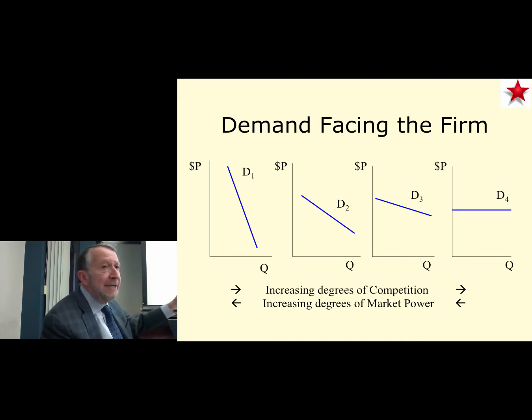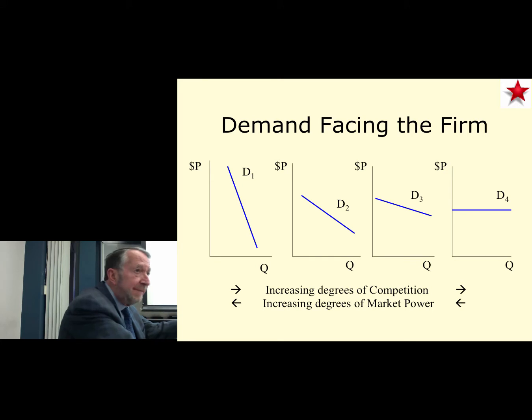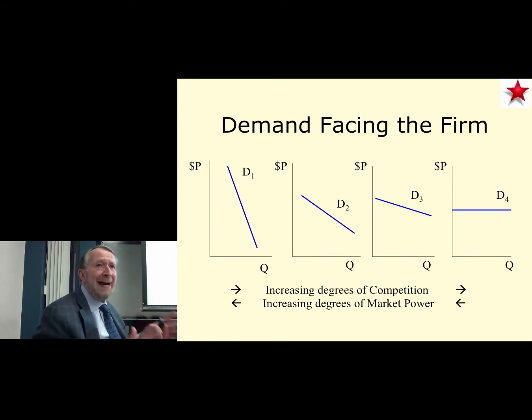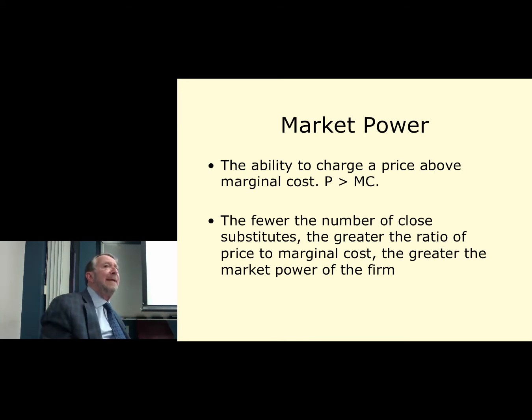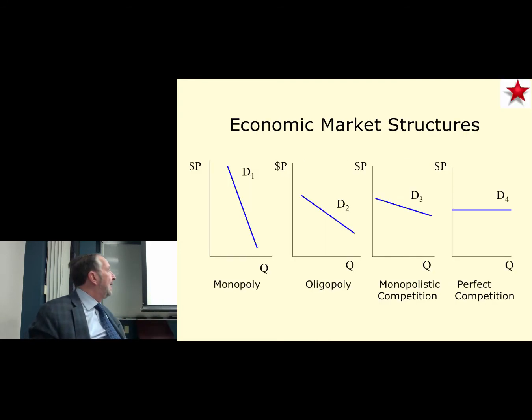As you move to the right, you're analyzing more and more degrees of competition facing the firm. As you move to the left, you're looking at what is called more and more degrees of market power, greater market power. And the term market power means the ability to charge a price above marginal cost. I use market power as opposed to monopoly power because market power applies to any firm that has a downward sloping demand curve. But it's the ability to charge a price above marginal cost in the industry.